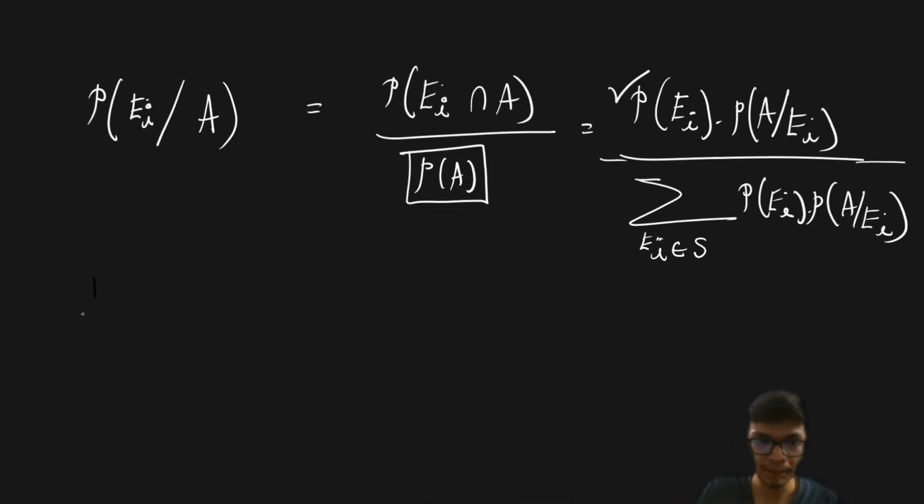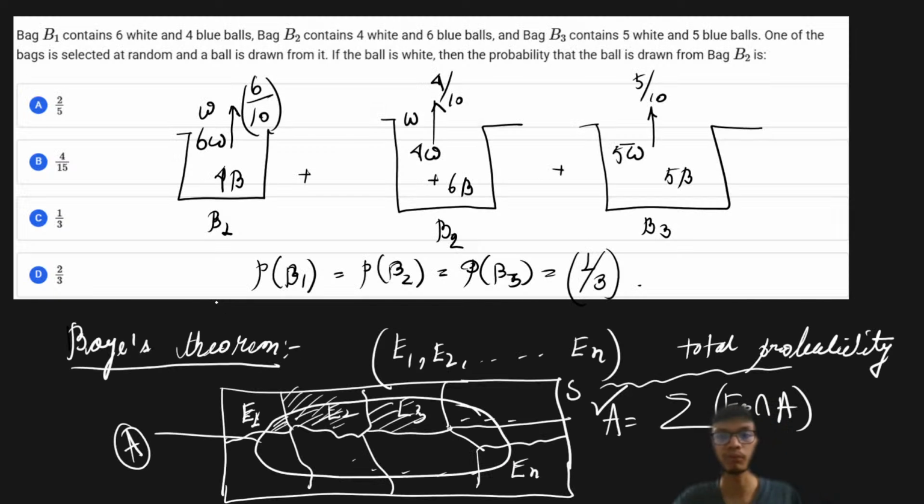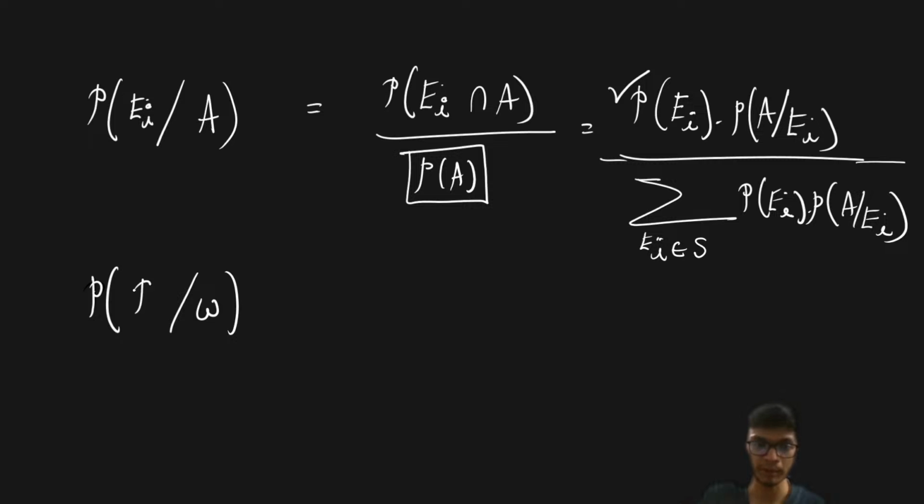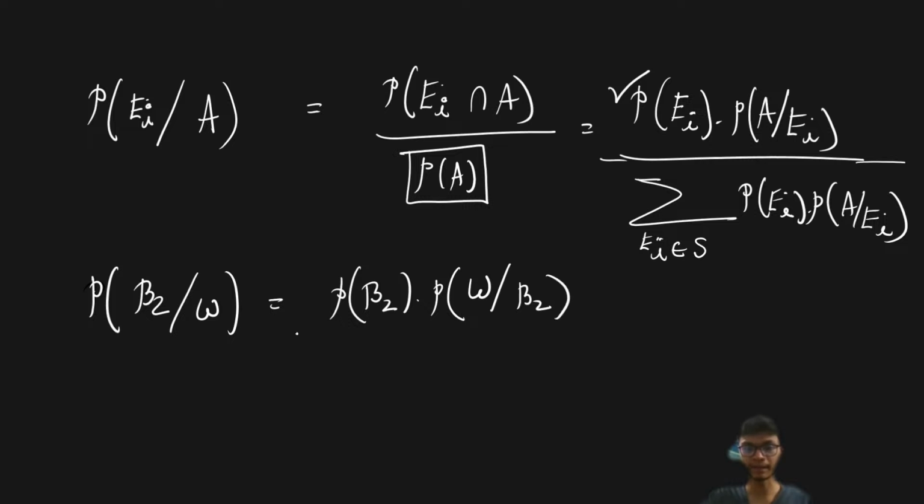Now I have to find the probability that if I have a white ball, the white ball is drawn from bag B2. That is simply the probability of selecting bag B2 multiplied with the probability of the white ball given that bag B2 is already selected, divided by the total probability of getting the white ball.